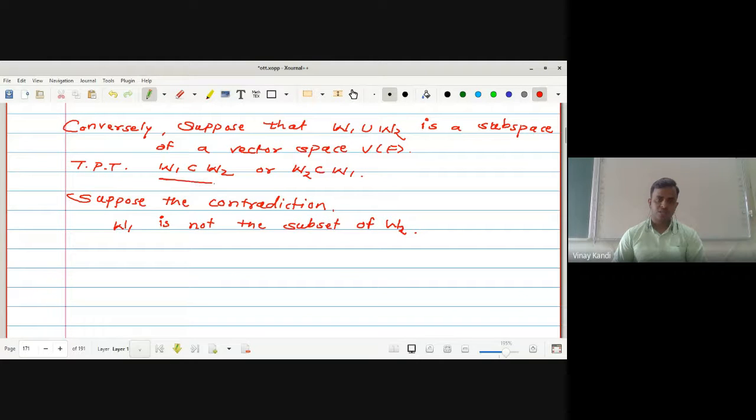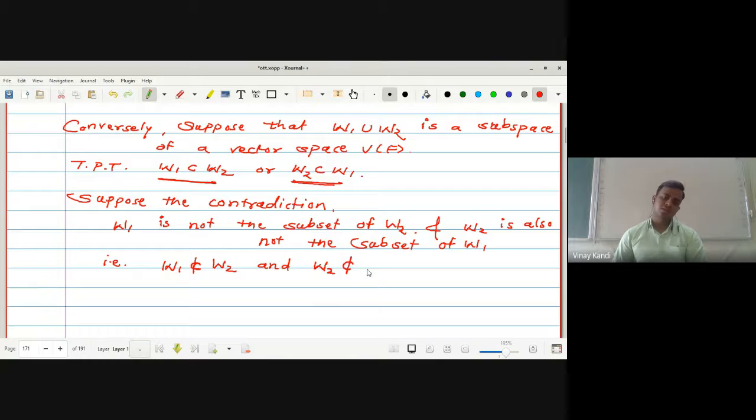Look here. Here we have to prove this statement, and here we are assuming the contradiction statement. What is the contradiction of this one? Here we have to prove that W1 is contained in W2, and we assumed that W1 is not a subset of W2. That means W1 is not contained in W2. And also, what is the contradiction of this one? W2 is also not a subset of W1. In symbols, we can write W1 is not contained in W2, and W2 is not contained in W1.